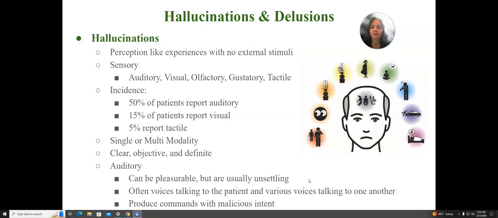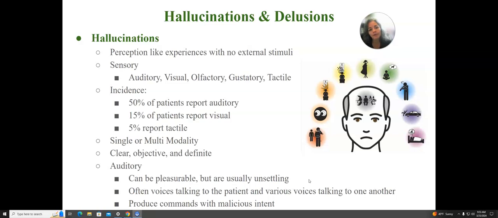About 50% of patients report auditory, so they report hearing voices. So about 50% of those experiencing some sort of schizophrenia spectrum disorder have auditory hallucinations. 15% have visual. That may be included in the 50% that have auditory. It's not one or the other. Sometimes they can have a combination. And about 5% report tactile.